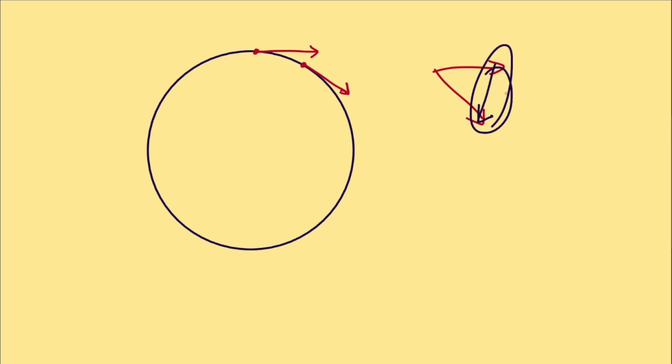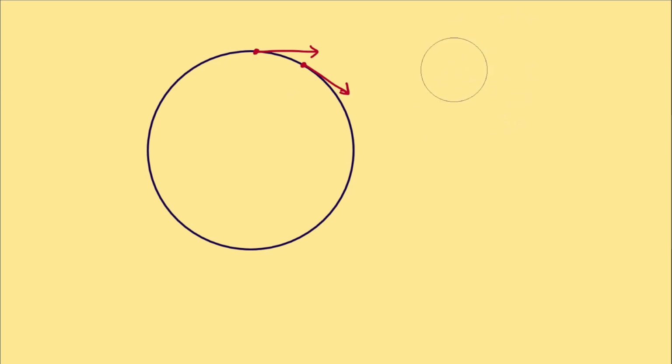This blue vector is the result. This blue vector here is very special because it's always pointing toward the center, always. That is centripetal acceleration. The reason why it moves in a circle is because it's always accelerating toward the center.